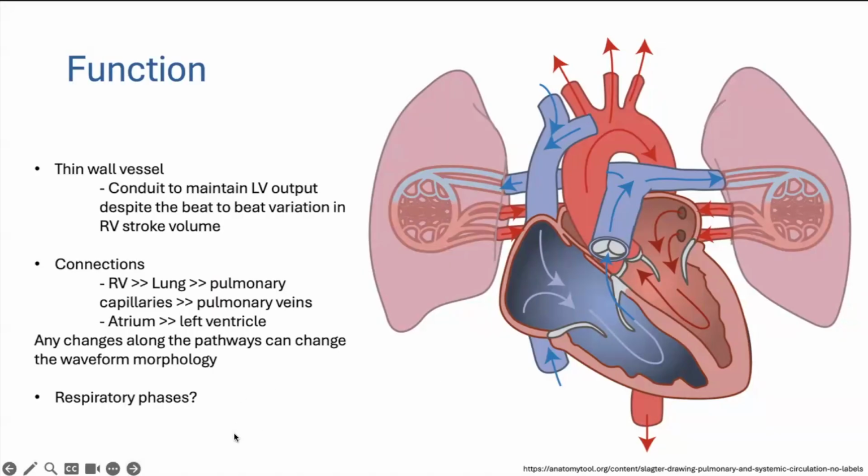So I put here a question mark for respiratory phases. Does respiration affect the pulmonary vein waveform or not? They do, but to a very minimal degree. Overall, they don't really have much influence on the waveforms you get.